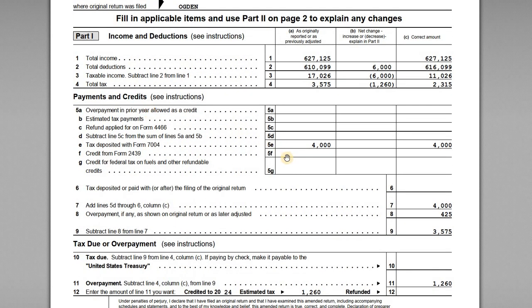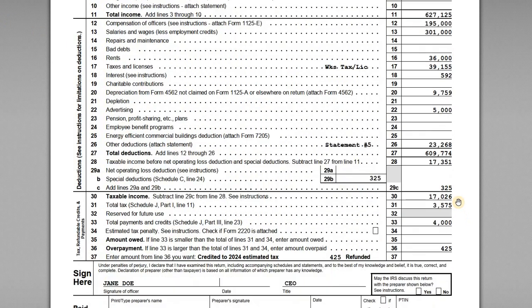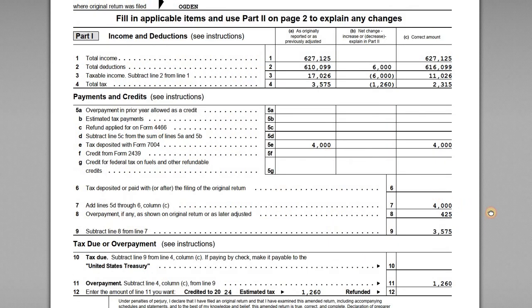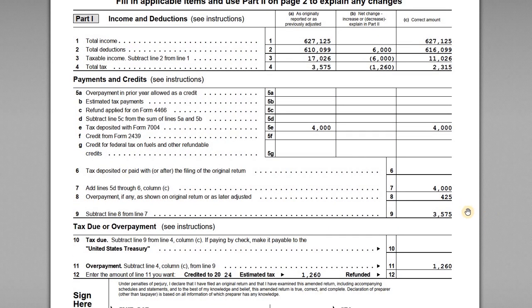Now the payments and credits section, we had a payment made with the extension, so that was reported right there on line 33. So we've got our extension payment in there, so we've recorded that as required on line 5E. And so ultimately, on the original return, we were due an overpayment of $425.